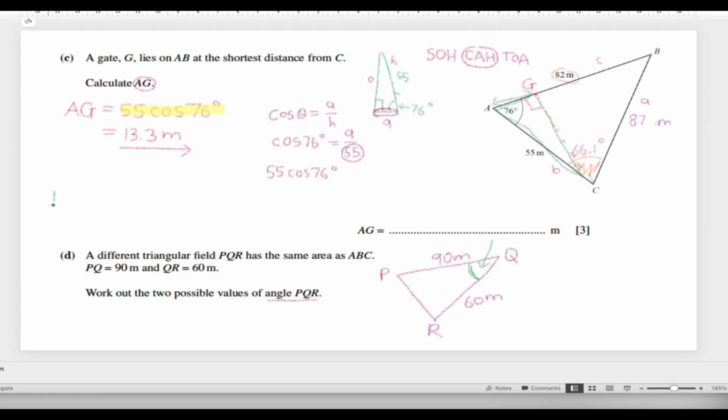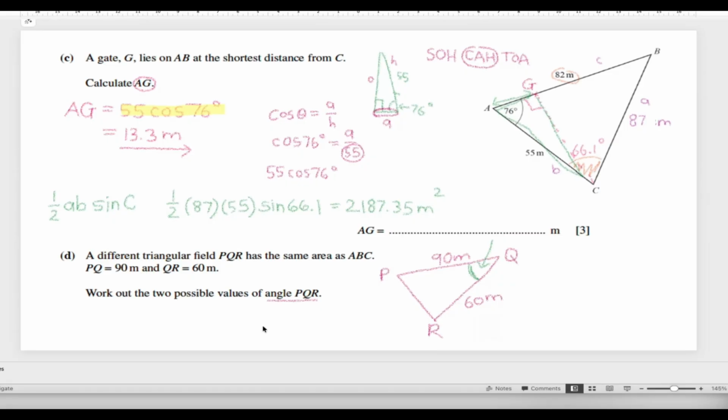Remember the area rule, 1/2 times A times B times the sine of C. So in this case, if we focus on ABC, it will be 1/2. What is side A? Side A is 87. What is side B? Side B is 55. Okay, and we have to multiply this by the sine of C, and angle C is 66.1. All right, so if you punch this into your calculator, you will get an answer of 2,187.35. So we are comparing the areas of two triangles, and we used the area rule.